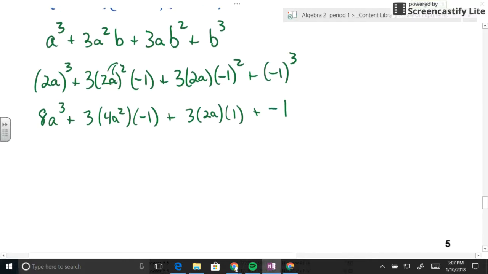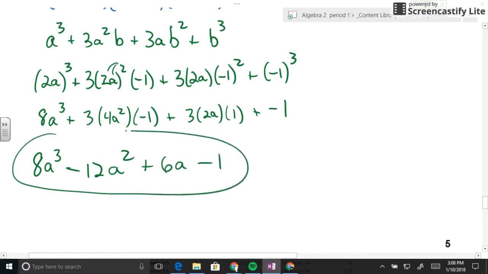Now I can actually do the multiplication. 8a cubed stays 8a cubed. Plus, now we can multiply 3 times 4 times negative 1, so that actually becomes a minus 12a squared. 3 times 2 times 1 is plus 6a, and plus a negative 1 is just negative 1. And that's how you can cube using the special products formula.